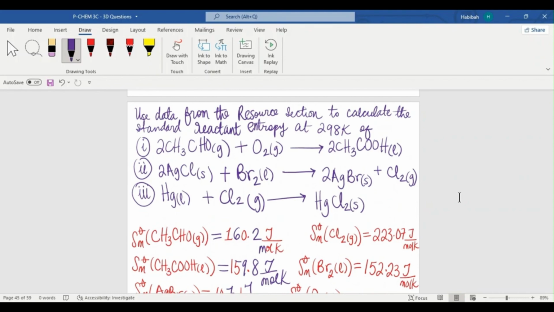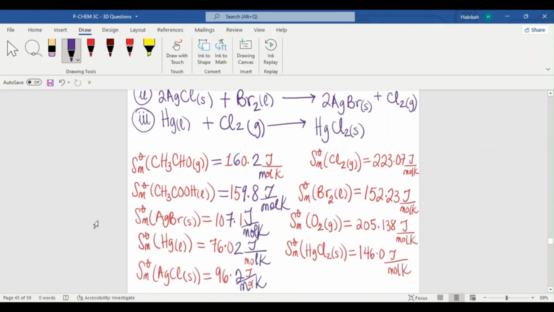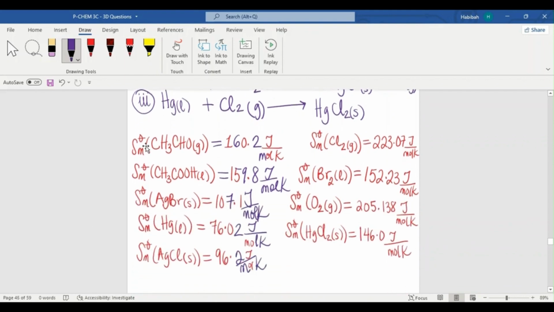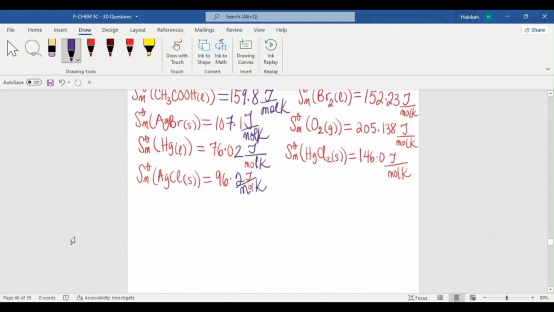So I have gone to my textbook and written the resource section for every single entropy value for every single molecule that we're going to be calculating in this series of reactions. So make sure you write down this question, as well as pause this video and write out all of the values from the resource section that are currently on the screen. So now that you've written all of it, we're going to start with the questions.